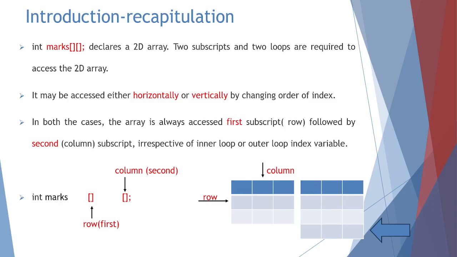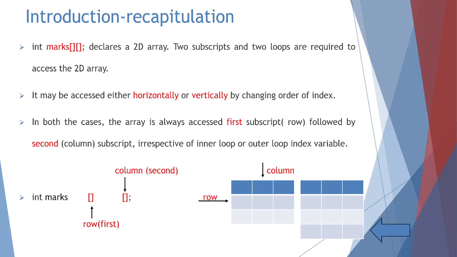irrespective of inner loop or outer loop, the index variables. For example, int marks square brackets, that is row. First square brackets refers to the row and second one column. There are two table-like structures over here. One is a 3 by 3 array. Second one is a 4 by 3 array.